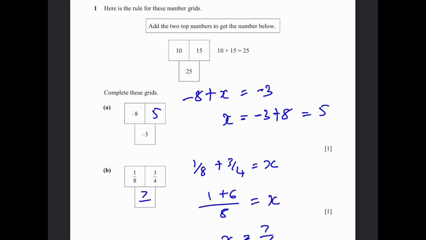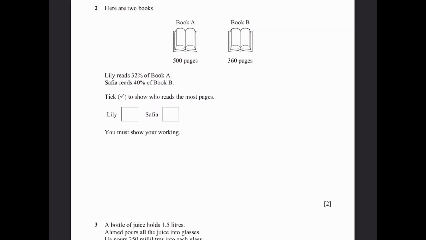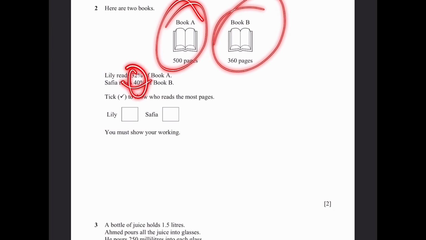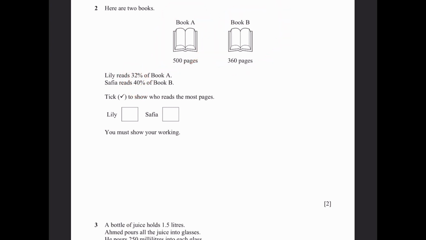That's the answer. Question 2. Here are two books. Lily reads 32% of book A. Safi reads 40% of book B. Work out who reads the most pages. You must show your working. Let's first calculate the percentage of these books in pages.